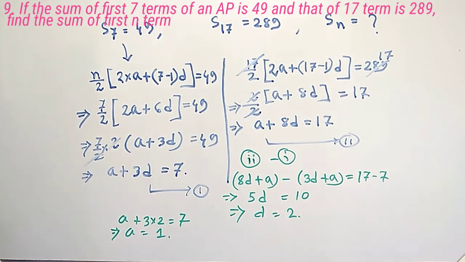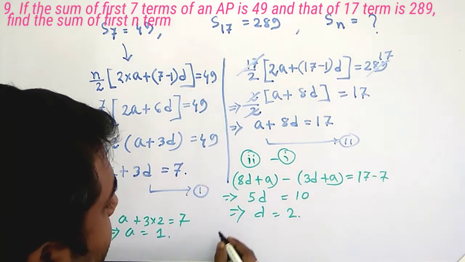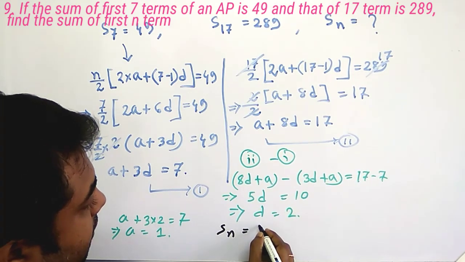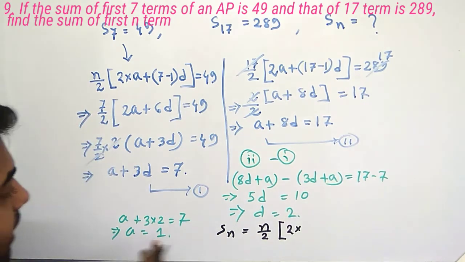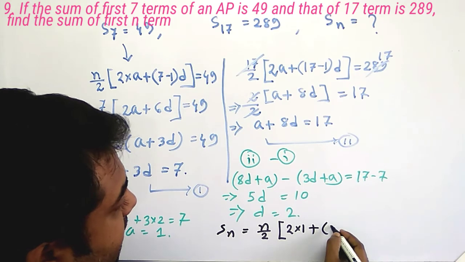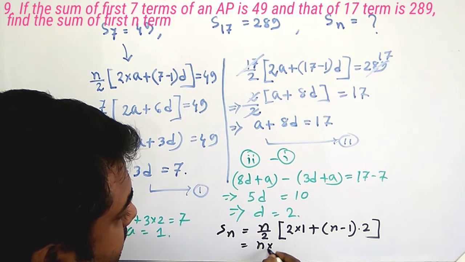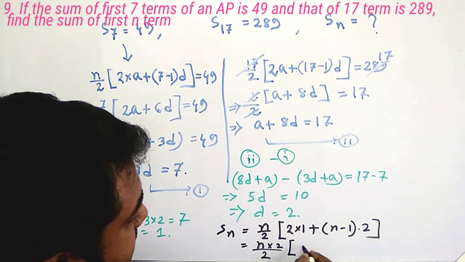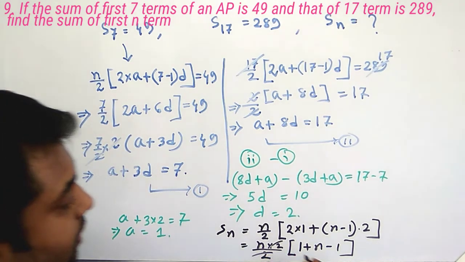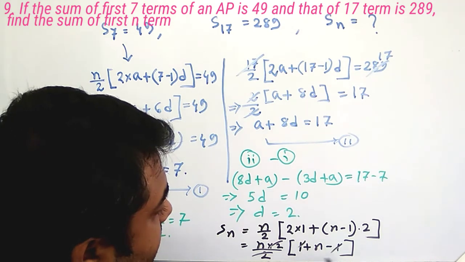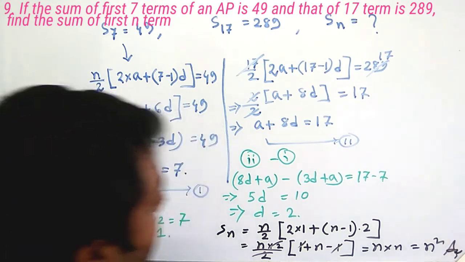Your question is Sn. So Sn will be what? Very simple. Sn will be n by 2 within bracket 2 into A plus n minus 1 into 2. So if you take common 2 here, so it will be what? 1 plus n minus 1. So simply 2 gone, 1 and 1 gone. So left n into n equals to n square. So n square is your answer.